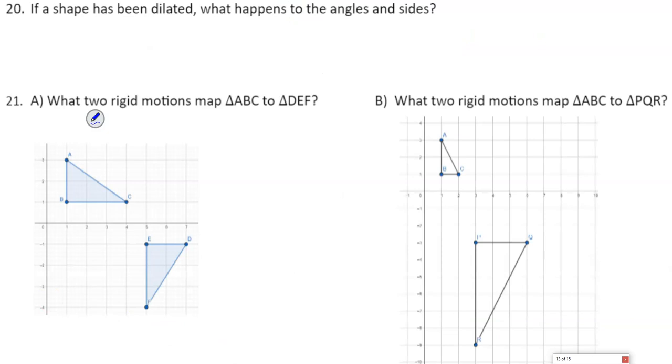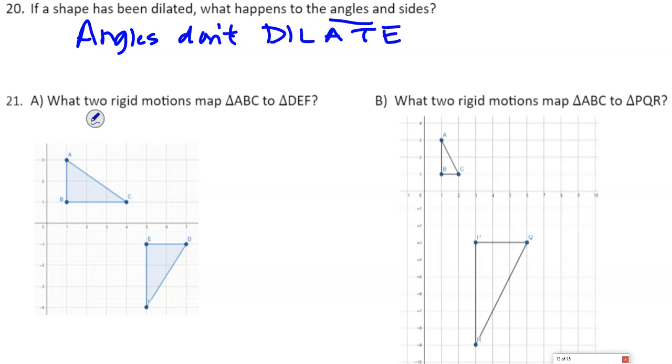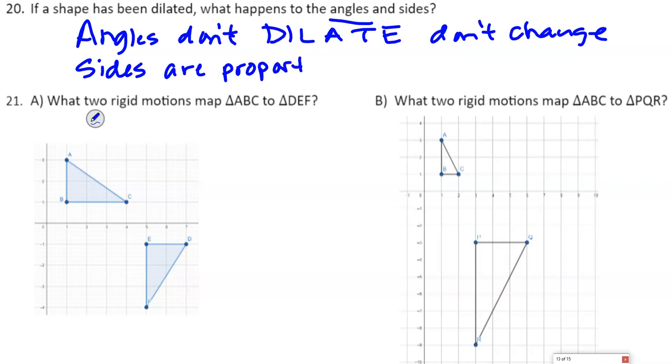All right, it says, if a shape has been dilated, what happens to the angles and the sides? Well, with angles, angles don't dilate, okay? They don't change. The angles will not change. That's what's true of angles when you dilate a shape. However, the sides are proportional. So that means if they got bigger, it would be a scale factor that's greater than 1. If they got smaller, it'd be a scale factor that's less than 1.